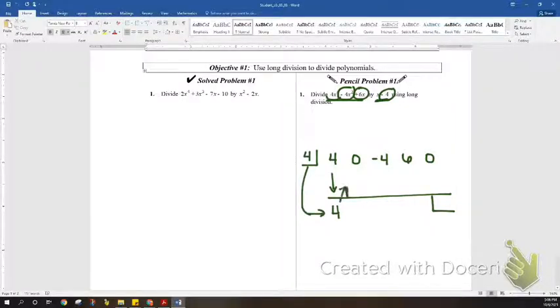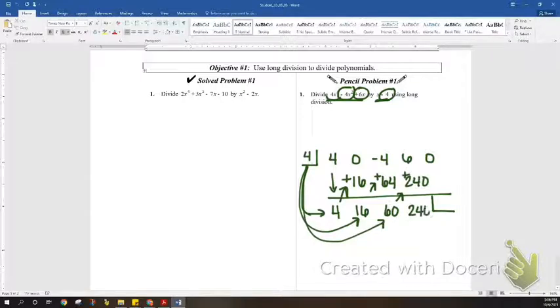So 4 times 4 is 16. So we put that here, and we're going to combine them. It's a positive 16, so we're going to add. 0 plus 16 is 16. It's on that bottom row, so it's going to get multiplied by 4, which is 64, so we put it up here. It's a positive 64, so negative 4 plus 64 is 60. It's on the bottom row, so it's going to get multiplied by 4. Goes into that next column. 4 times 60 is 240. It's positive, so we're going to add. 6 plus 240 is 246.